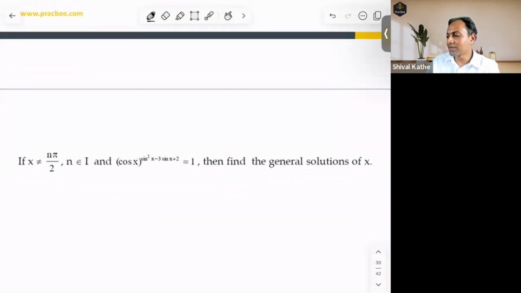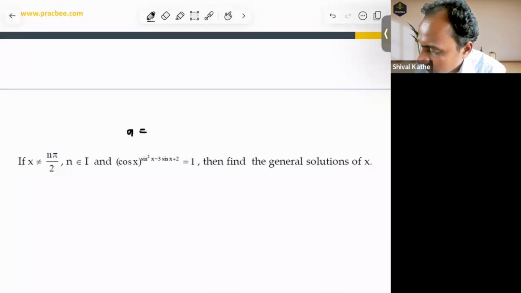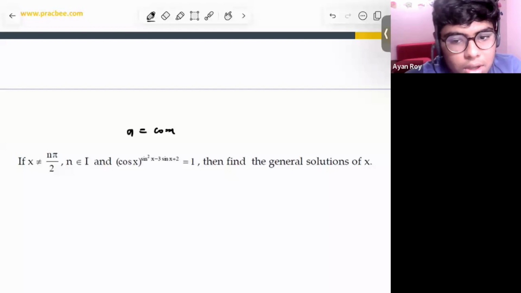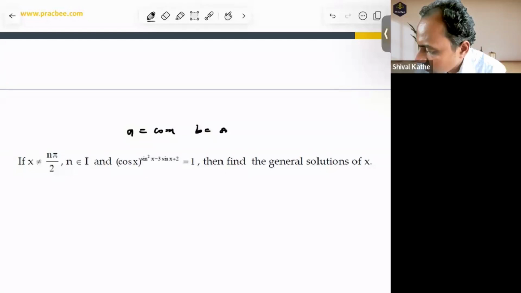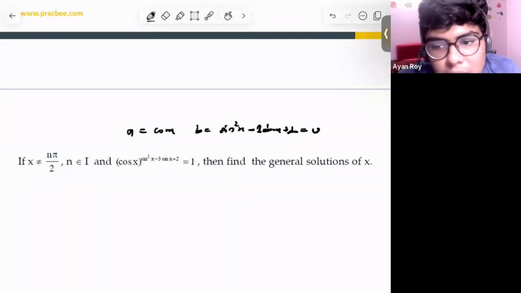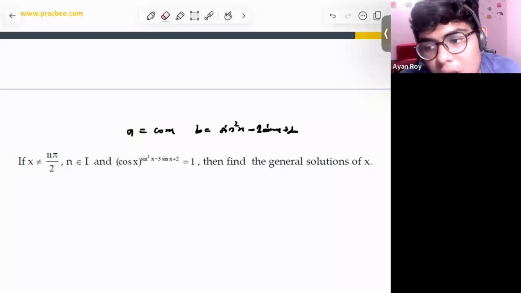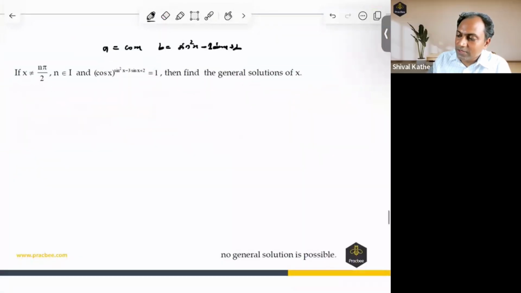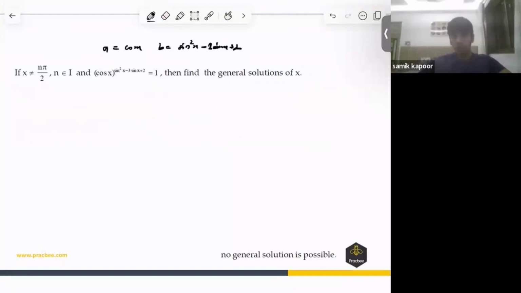It will test your presence of mind. See, consider this: a is nothing but cos x, and b is nothing but sin square x minus 3 sin x plus 2. Yes, from here I get a value of x. See, now we need to consider 3 cases. First case is, sir, this pi, 2 pi, 3 pi, 4 pi.